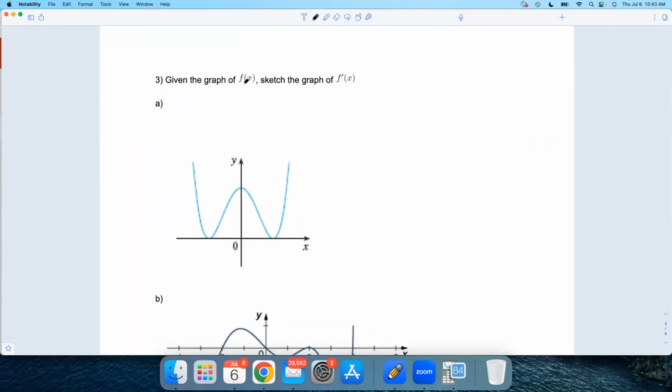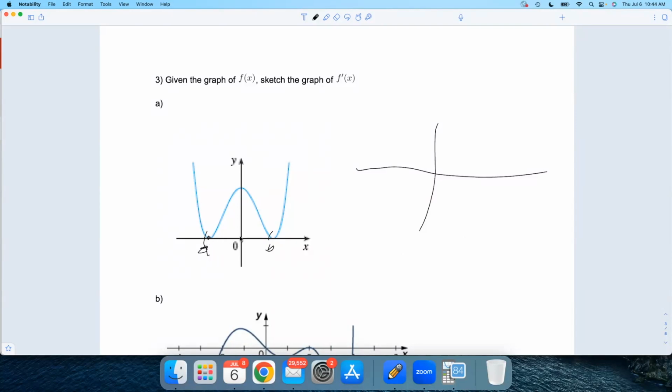Okay, here we're given the graph of f of x. I want to sketch f prime of x. I'm going to do it over here beside it. And we're not even given numbers, so maybe we'll call that a and b right there. Any place where the graph is decreasing, my derivative is going to be negative. Any place where I have a local min or a local max, the derivative is going to be 0.